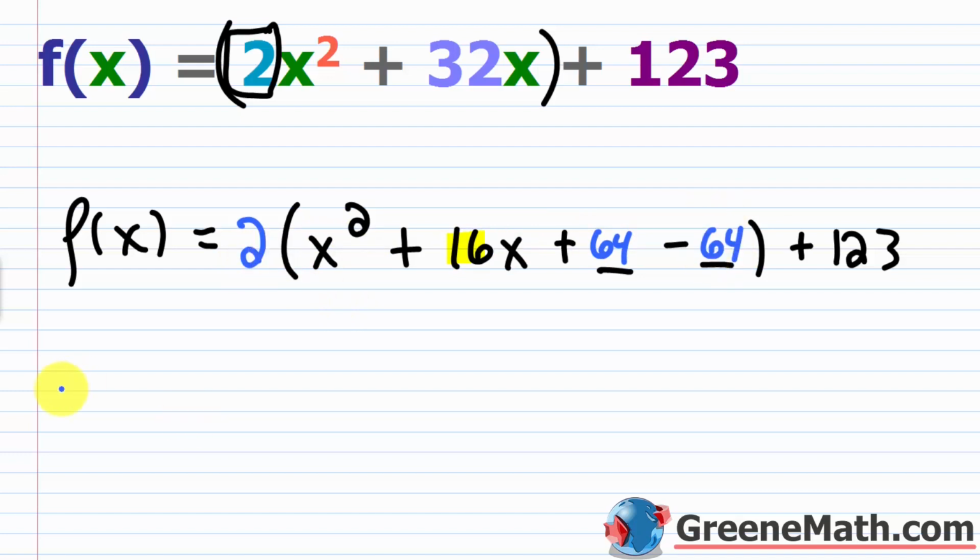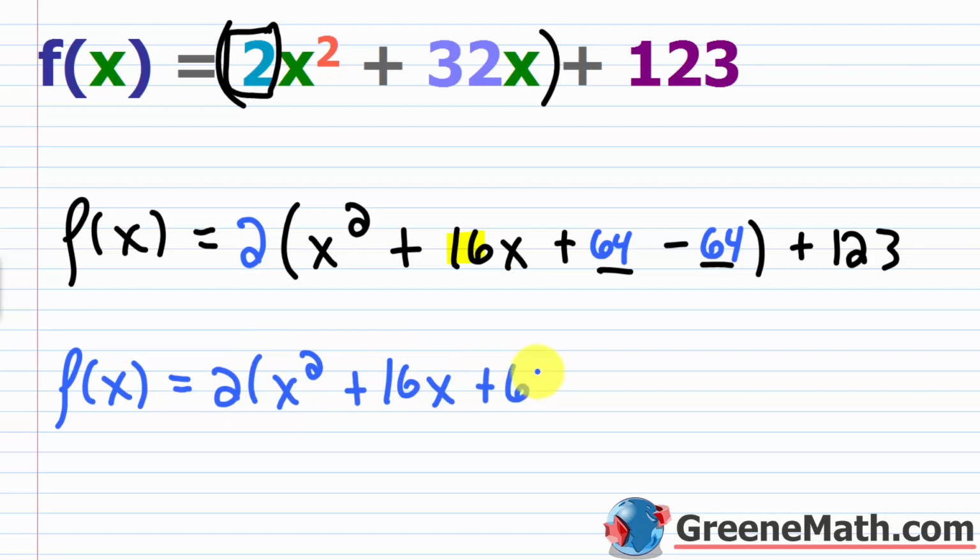So what I'm going to do is say that I have f of x is equal to, I'm going to keep my 2 out in front, so times the quantity x squared plus 16x plus 64. And then for this part right here, I'm just going to distribute the 2 to this so that I can remove it out of there, okay? And I'm going to say I have plus, and I'll do 2 times this negative 64. And then I'll wrap this up by saying it's plus 123, okay?